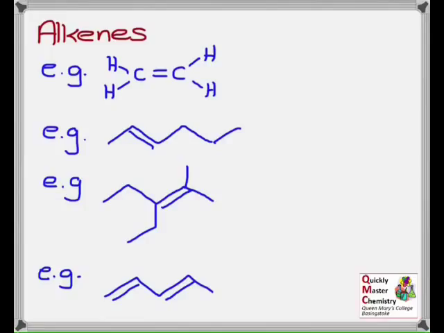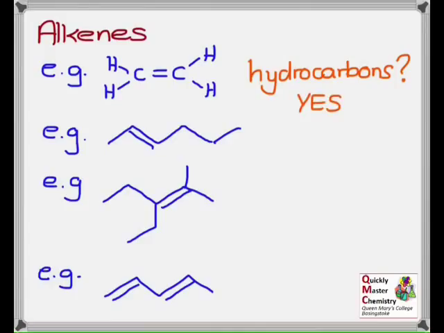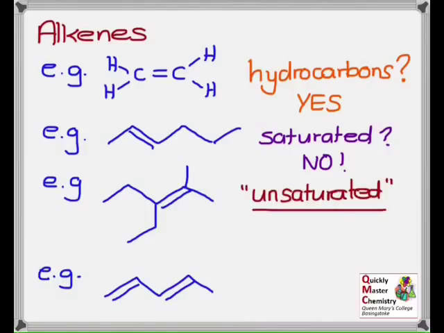How do we describe these using some of our vocabulary again? Well, are they hydrocarbons? Yes, only carbon and hydrogen atoms. Are they saturated? No. We've got this double bond present between carbons, and so we'll describe alkenes as unsaturated. So that's a key difference between alkenes and alkanes. Alkanes are saturated molecules, alkenes are unsaturated.